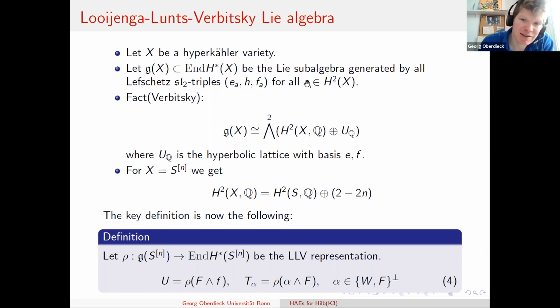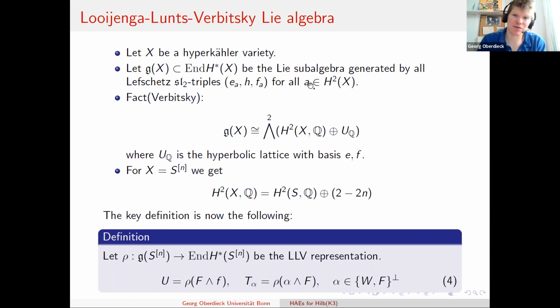For example, if a is an ample class, then by hard Lefschetz, you look at e_a, which is the operator of cup product with a, and h, which is the Lefschetz grading operator, acting on H^i by i minus the dimension of your space. Given these two operators, if a is ample, then there exists a third operator, f_a, which is the Lefschetz dual operator. The existence of this f_a is an open condition on a.